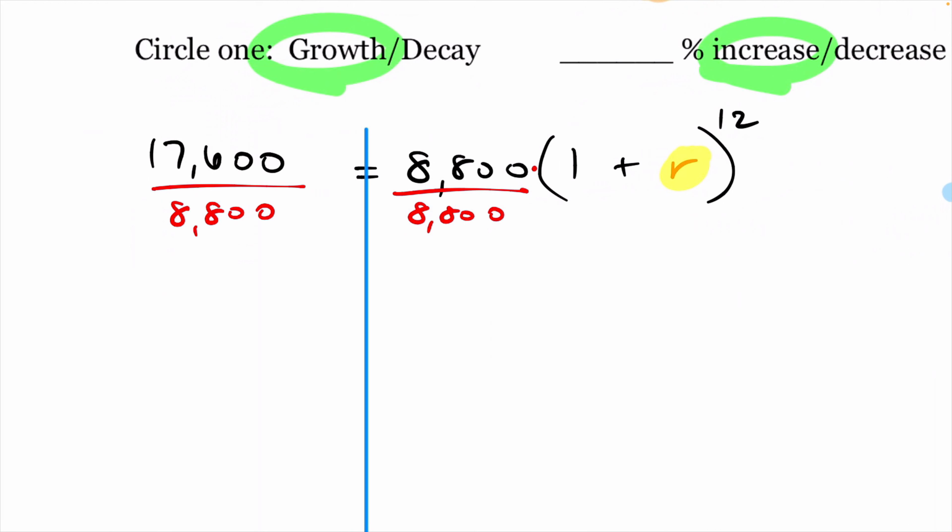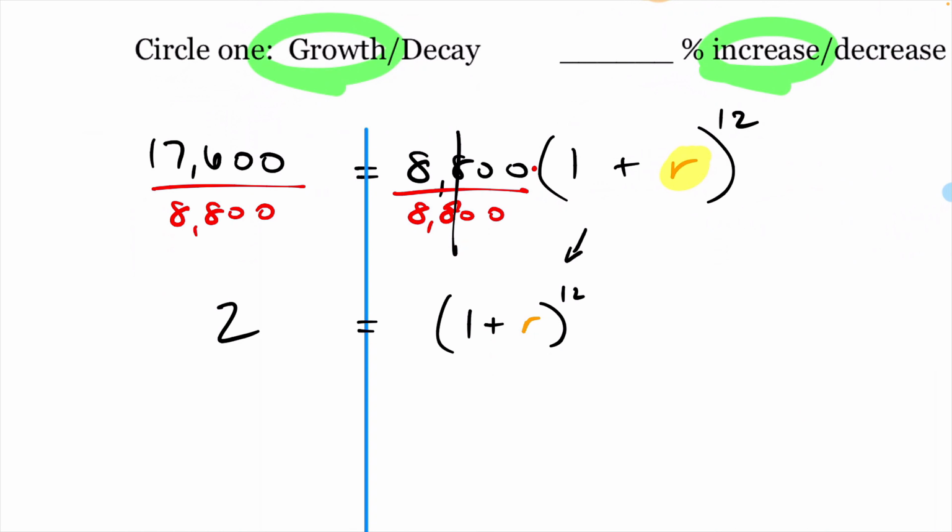8,800 divided by 8,800 makes 1. So now I have 1 plus R to the 12th power. And then go to your calculators. What is the division over here? What do you get when you divide 17,600 by 8,800? 2. Sometimes it'll be a whole number, sometimes it'll be a decimal. Whatever it is, we write it.